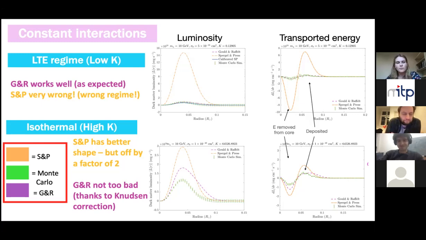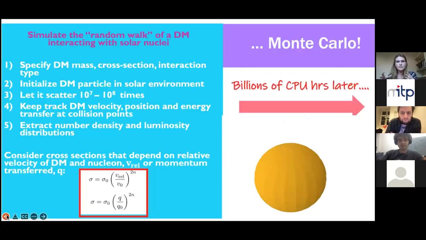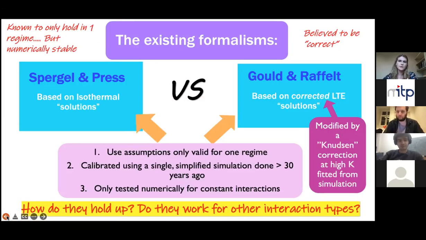The way I thought I understood the Gould and Raffelt formalism was that in that particular paper, they're going through a formalism for the LTE, and they link that towards the end to the weakly interacting regime, so like the isothermal. You mentioned that there's a correction factor to LTE to go into the isothermal regime. But I thought the way that worked was that there's a function that's like a step function that just switches between strong interactions and weak interactions. Is that not actually right?